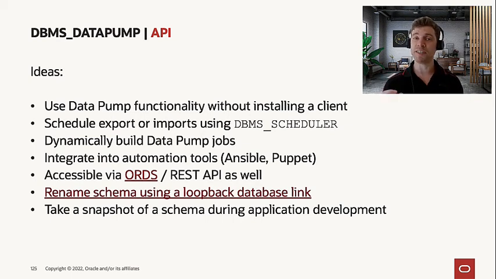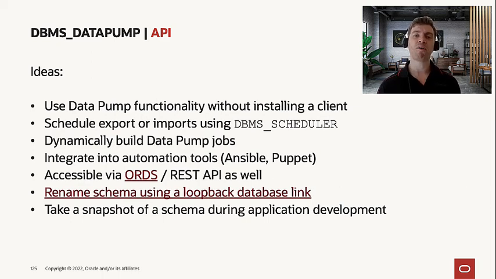Also, for example, there is an article I wrote about 7 years ago about how to rename a schema using a loopback database link. This article is based on the DBMS Datapump API. What I do simply is create a database link pointing to the database itself, and then I call the DBMS Datapump API to run an impdp using this database link, but I use remap schema. So I change the name of the schema, meaning that I clone the schema. That's a way of renaming the schema. Also, you could possibly take a snapshot of a given schema during application development, for example. So those are just some ideas.